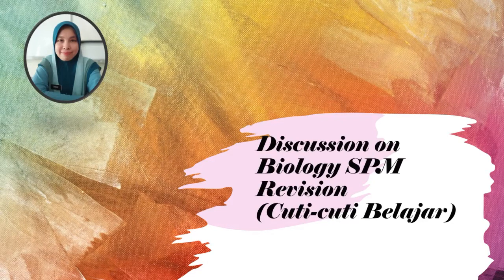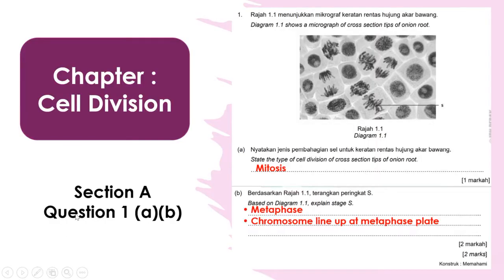Alright, so let's continue our discussion on the cuti-cuti belajar handout on chapter 6. The title of chapter 6 is cell division. Now we start with the question on Section A, question 1A and B. Let's take a look at the question.